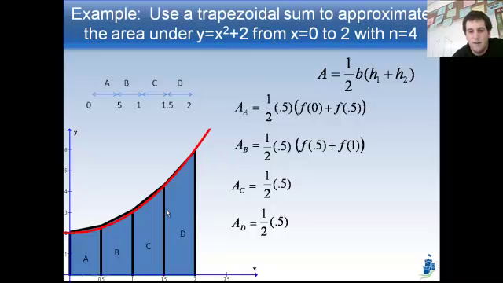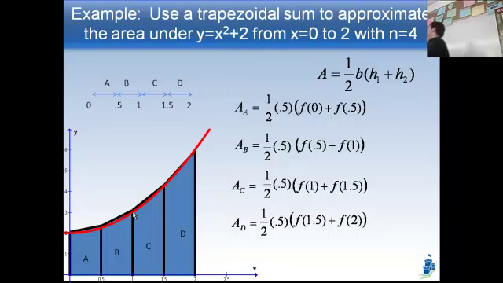Whoa, where's my mouse going? 1.5 over here, right? Because here's 1.5. So F of 1.5 is this height, and F of 1 is this height. So we add those together. Yep. One thing that's nice about this is you have F of 1 twice. So just keep track of it, and you don't have to punch it in your calculator twice. Right? Does it make sense? Yeah.